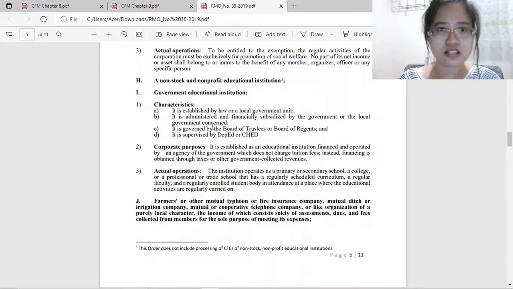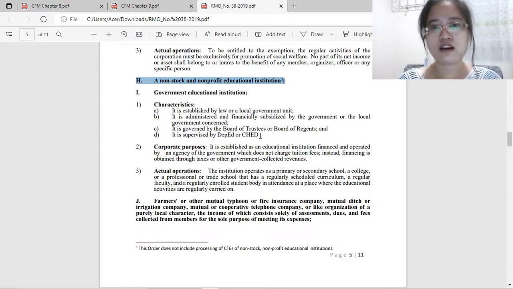So for a Bible school or Bible college, this one may apply. Non-stock, non-profit educational institution. The characteristics: established by law or local government unit, administered and financially subsidized by the government or the local government concerned, governed by the Board of Trustees or Board of Regents, and the last one, supervised by DepEd or CHED. So as long as it's recognized by DepEd or CHED, then it's possible to apply for tax exemption.